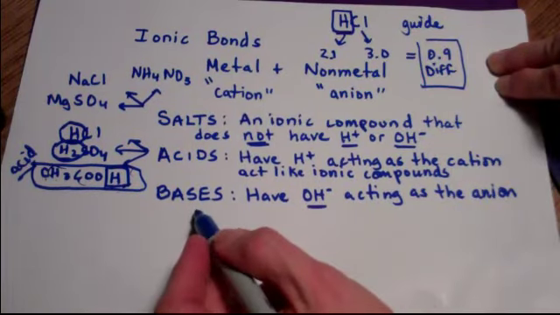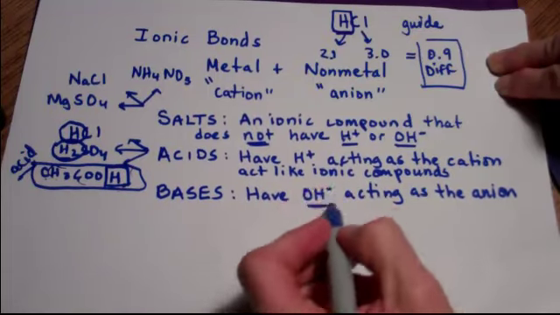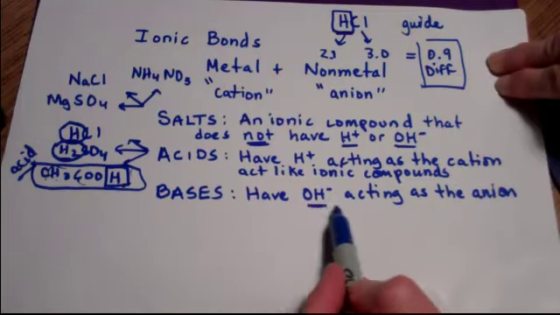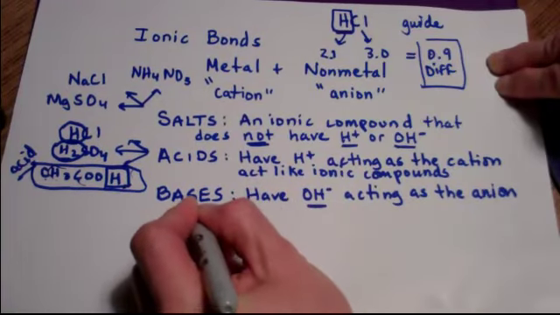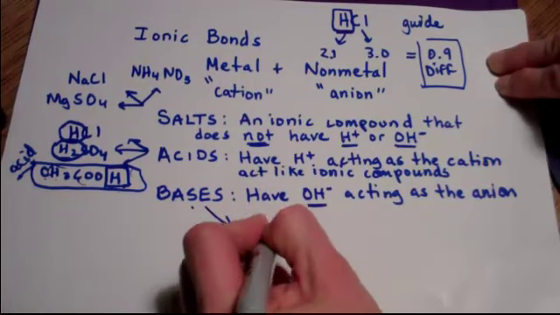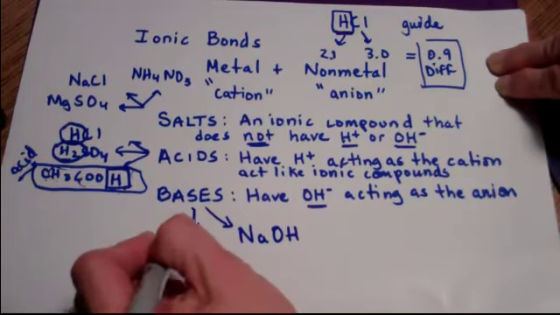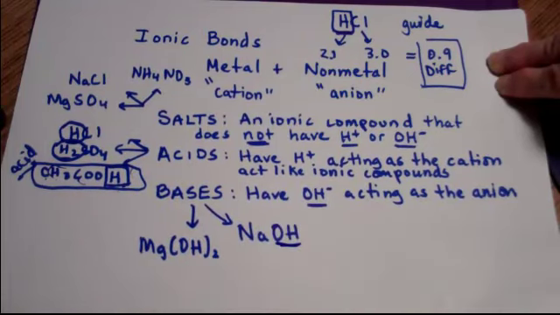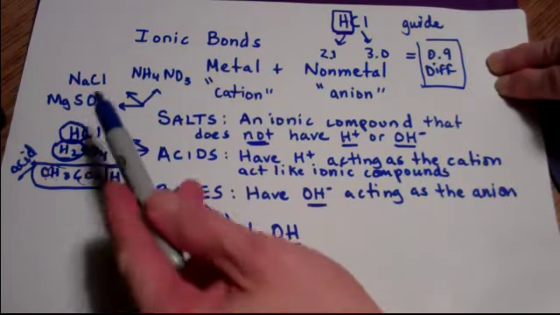So bases then are going to have the OH acting as the base, and this is acting as the anion in the molecule. So anytime that you see OH in your ionic molecules, you're going to know that you have a base present. So in this case, you might have sodium hydroxide, or you might have magnesium hydroxide. But anytime that you've got OH at this position, you know that you have a base present. So for the exam, you should be able to recognize whether you have an acid, a base, or a salt present.